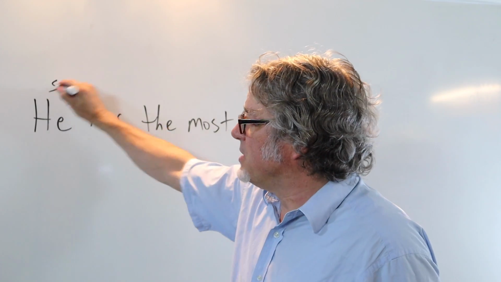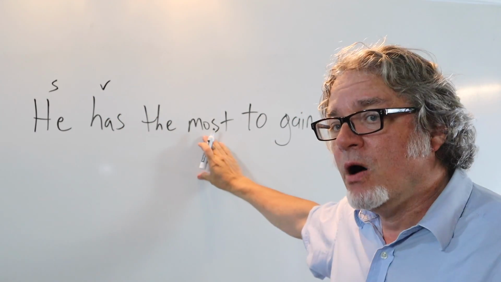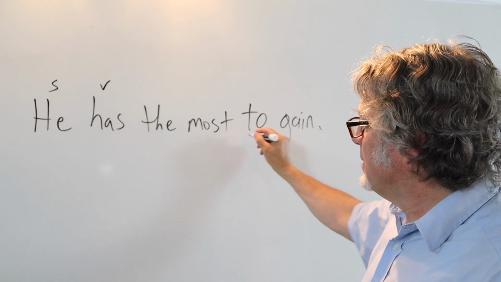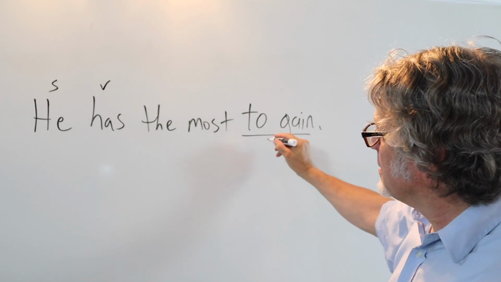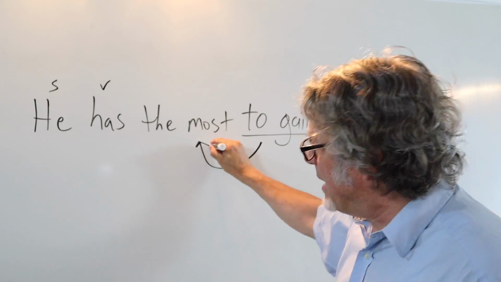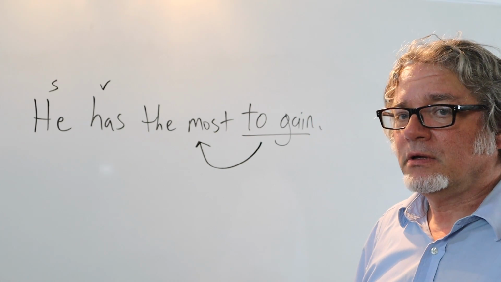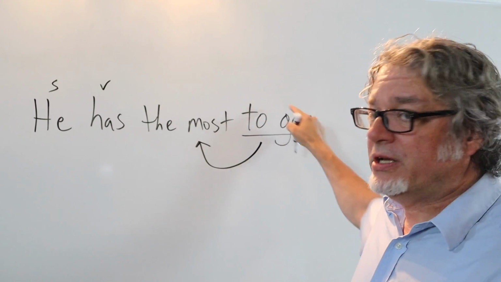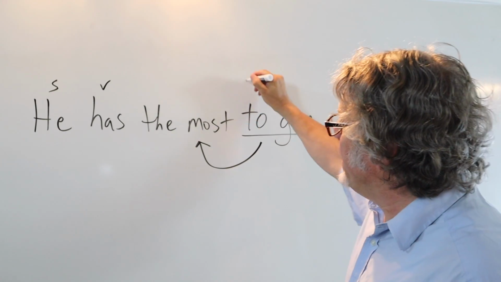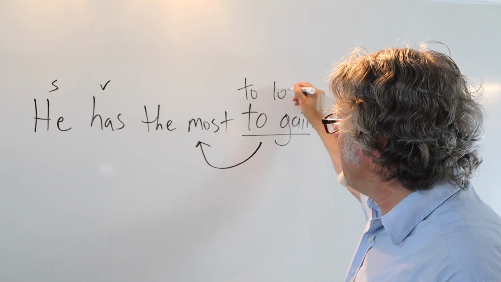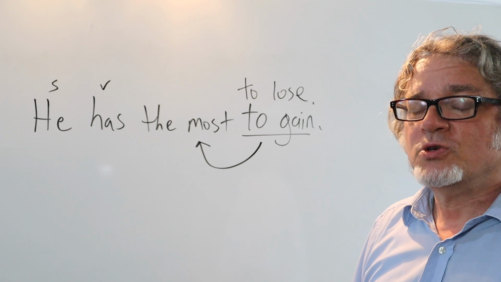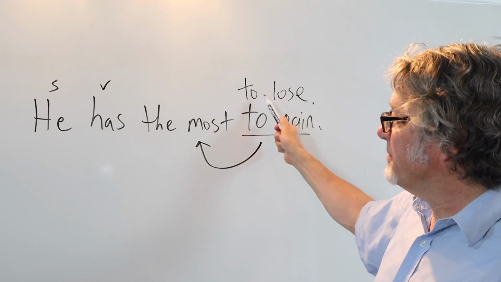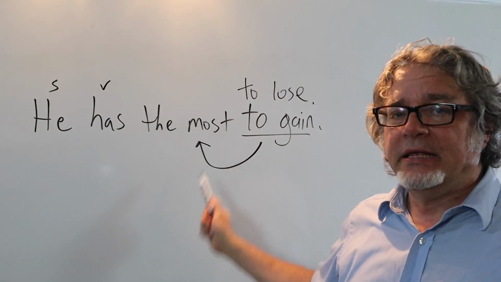He has the most to gain. Here's the subject, verb. The word most here is a noun. And this infinitive provides information about the noun. The opposite would be to change the infinitive and say he has the most to lose. By changing the infinitive, you change the entire meaning of the sentence.